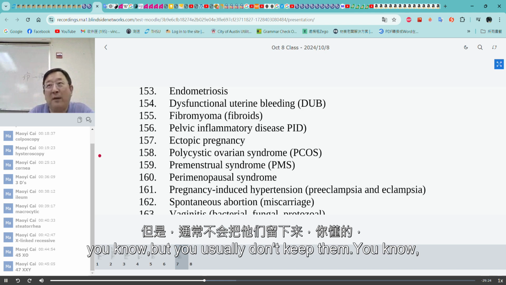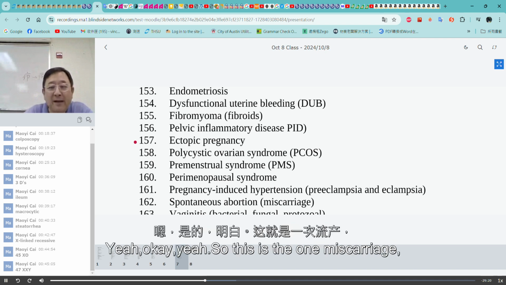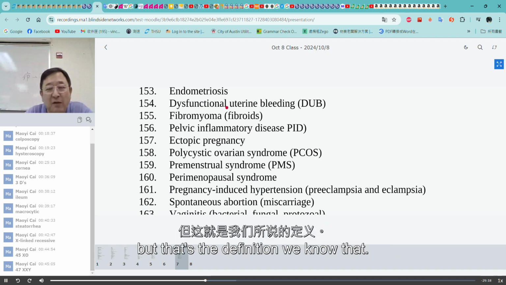But you usually don't keep them, because lots of organs are not well formed yet. Yeah. Okay. So this is the one. Miscarriage, but that's the definition, we know that.